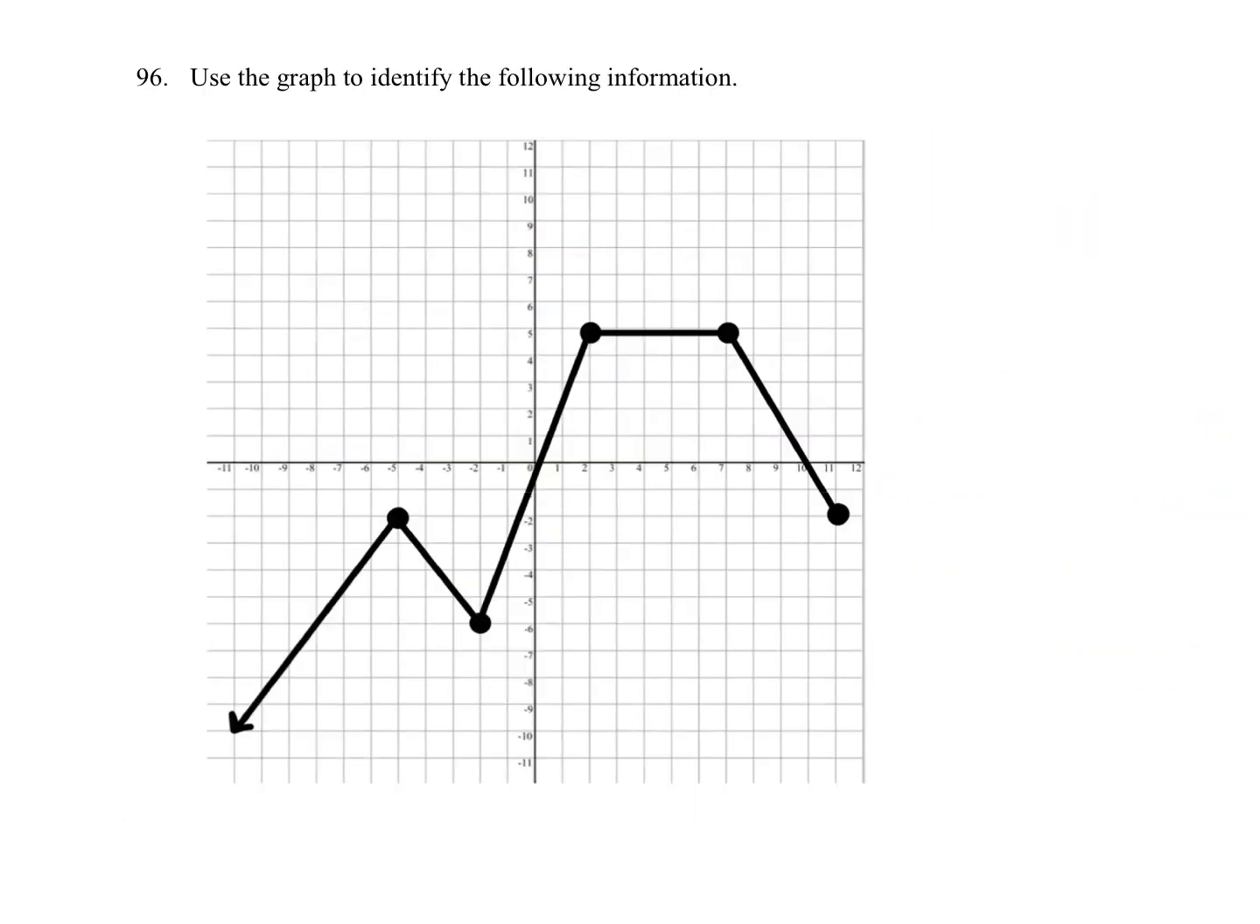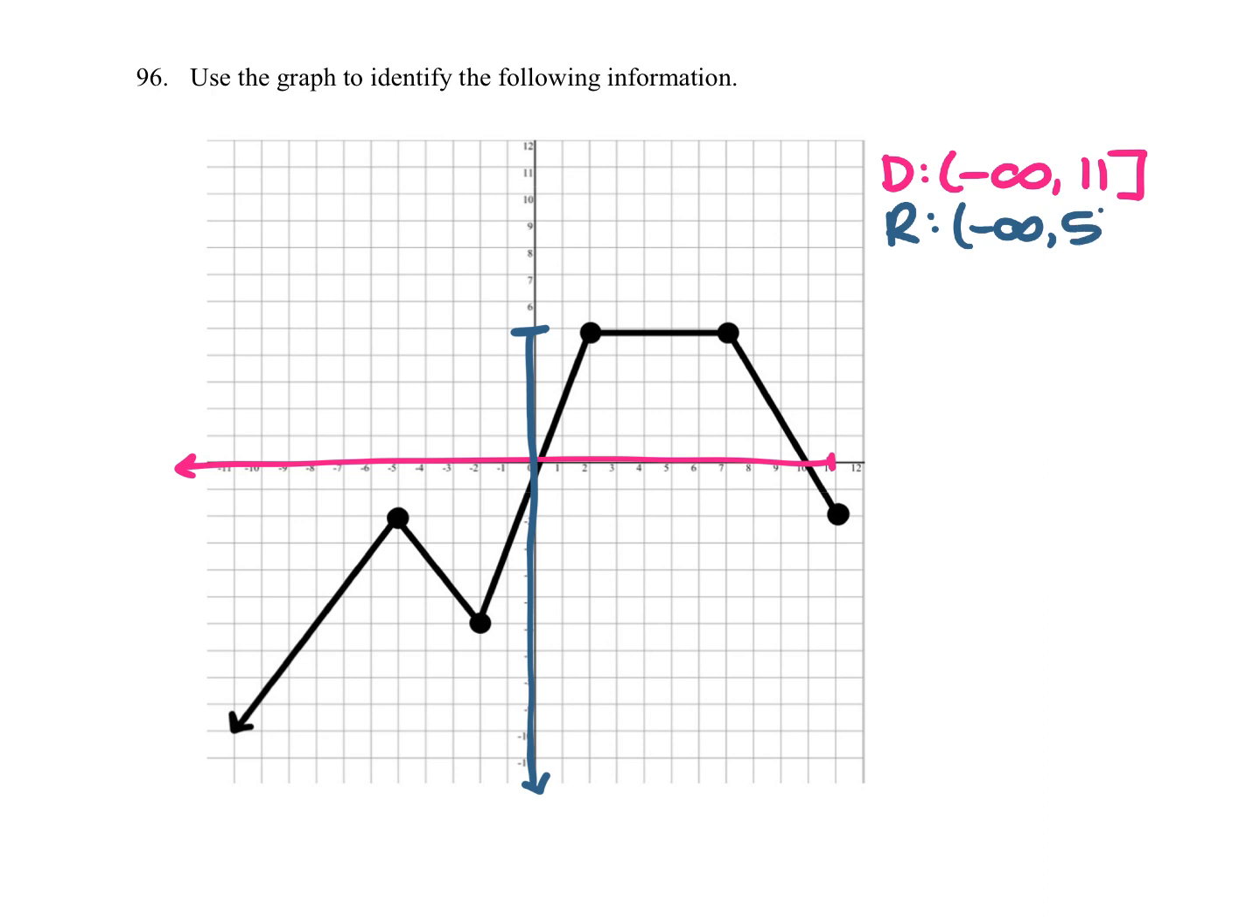For number 96, we're using the graph to identify the domain, range, increase, decrease, and constant. For the domain for this graph, you are going from -infinity up to 11. So all of those x values are being covered from -infinity to 11. Your range, it's the lowest y value, which is -infinity, up to the highest y value, which is 5. So that one goes from -infinity to 5.